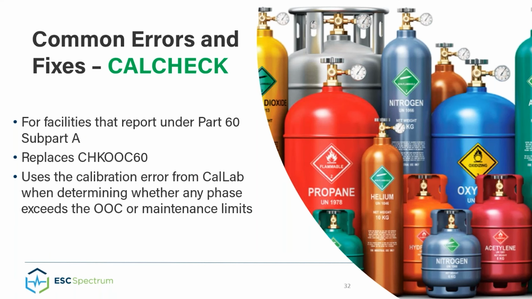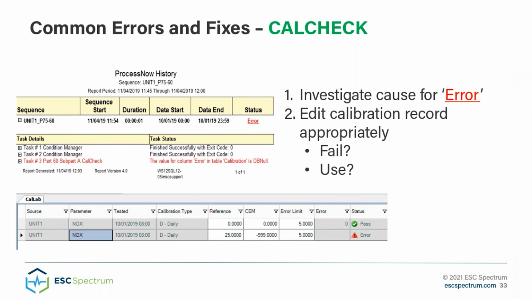All right. Next common error we want to go through is our CalCheck errors. This is for facilities that report under Part 60, Subpart A. It replaces the check OOC 60 step, and it uses the calibration error from CalLab when determining whether phases are out of control or just hitting the maintenance limit as well.